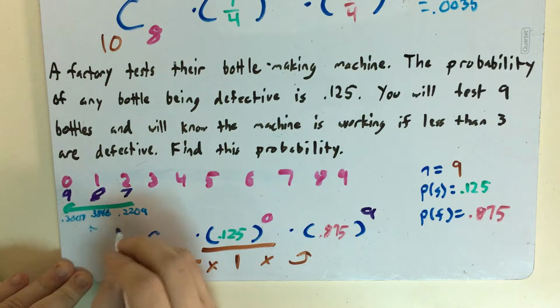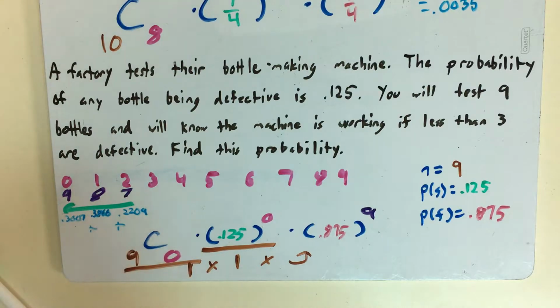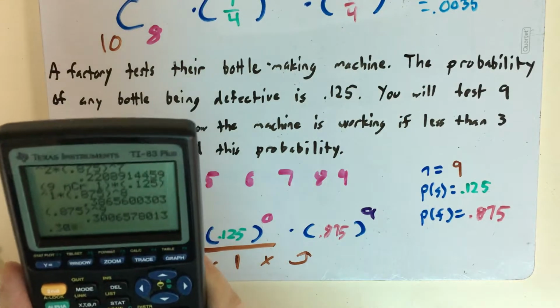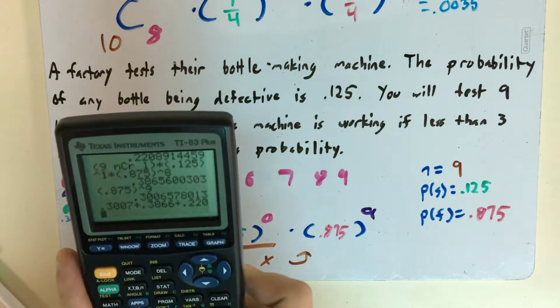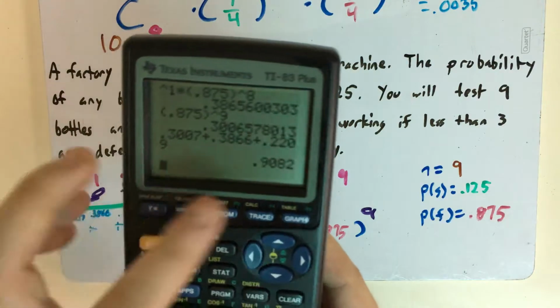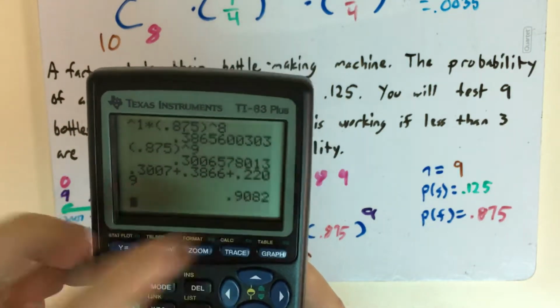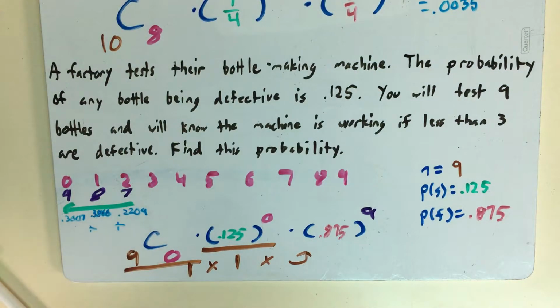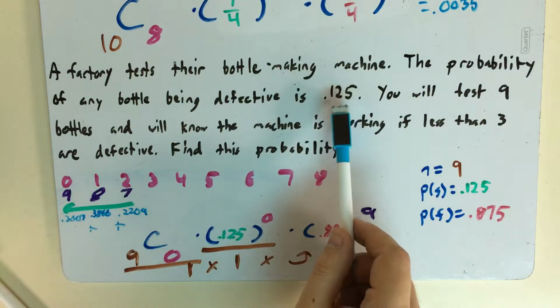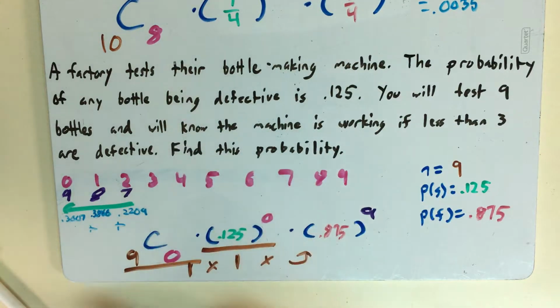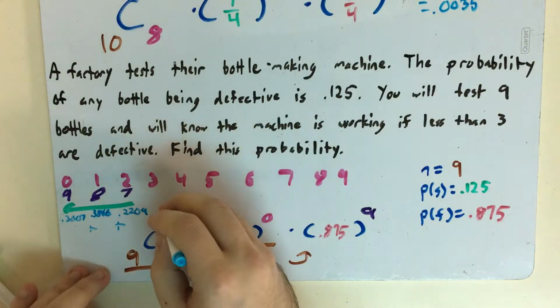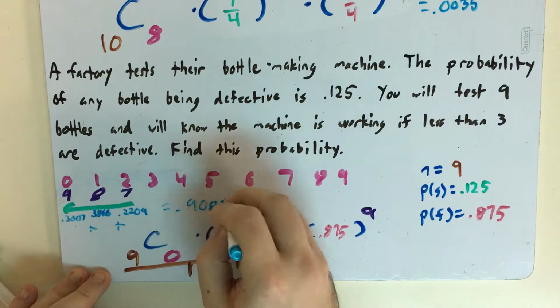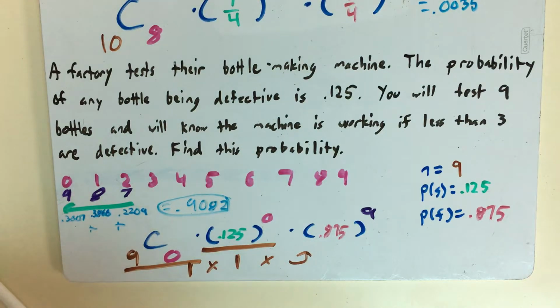And once again, I just need to add these individual probabilities together. So 0.3007 plus 0.3866 plus 0.2209 is 0.9082. So there's about, if the probability of any one bottle being defective is 0.125 and we're testing 9 bottles, there's about a 91% chance that you will get less than 3 defective bottles.